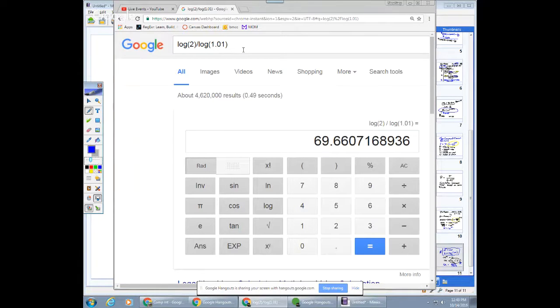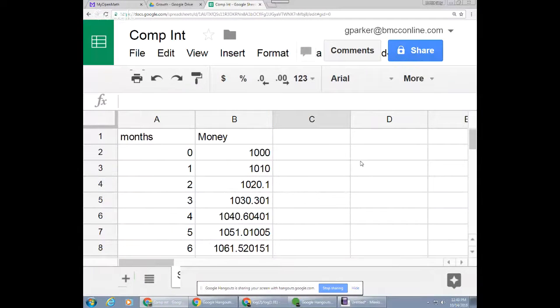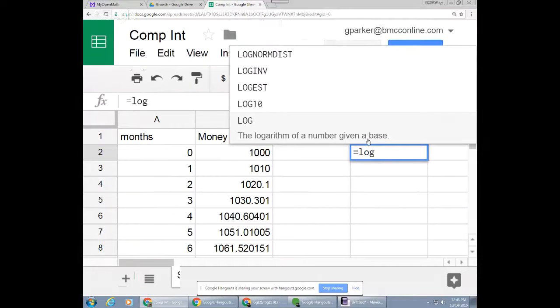On calculators, it's a little trickier, so we have to test each person's calculator out. I believe the spreadsheet works the same way. Let me test the spreadsheet. I think I should just be able to type equals log. Yep. Oh, no, it'll still work.